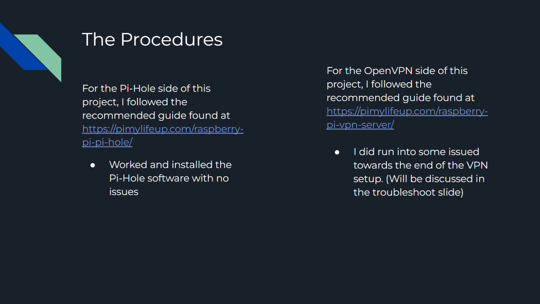For the OpenVPN portion of the project, I relied on another detailed guide from Pi My Life Up. The guide walked me through the process of turning the Raspberry Pi into a secure VPN server, ensuring encrypted connections for remote network access. While most of the steps were straightforward, I did encounter some challenges towards the end of the setup, particularly during the configuration and testing phases. These issues will be addressed in detail on the troubleshooting slide that I have later in this presentation.